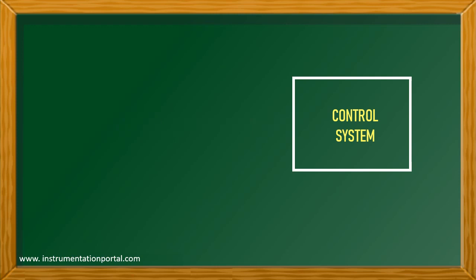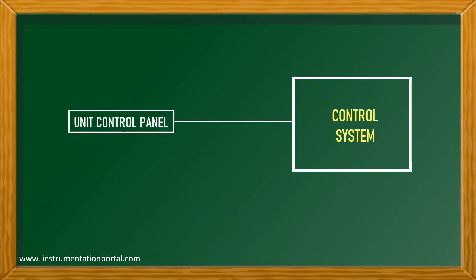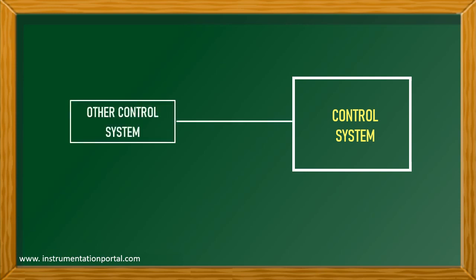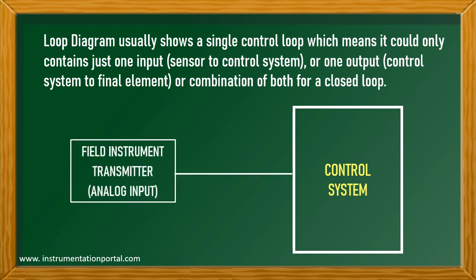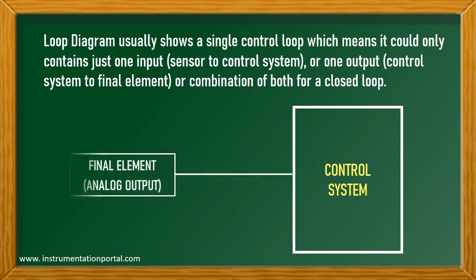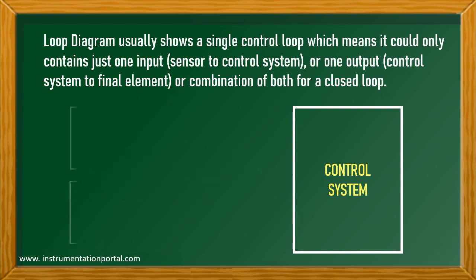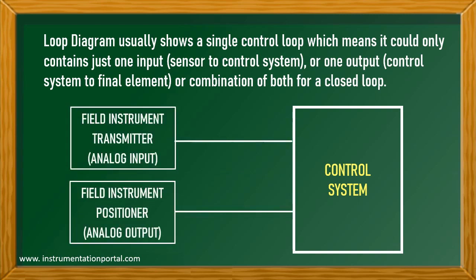Another type of loop diagram is the connection between unit control panel and control system, motor control center or electrical panel and control system, and one control system and another control system. Loop diagram usually shows a single control loop, which means it contains just one input sensor to control system or one output from control system to final element. However, it could also be a combination of both if it is a closed loop.